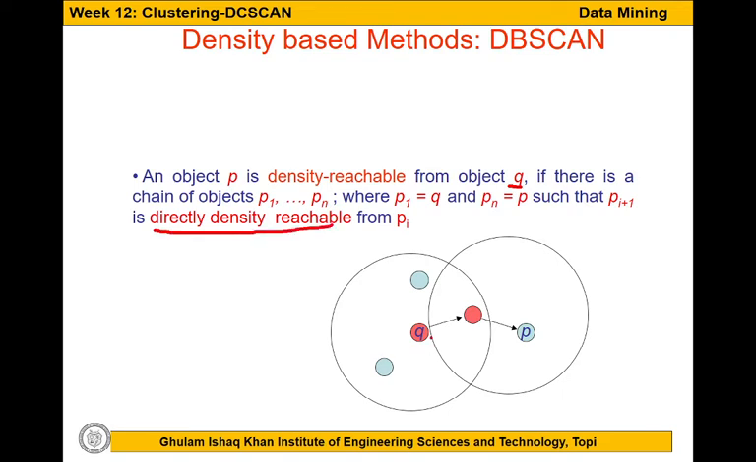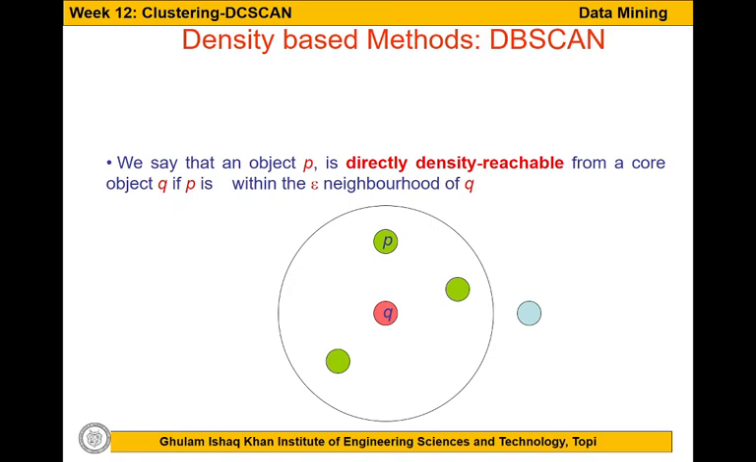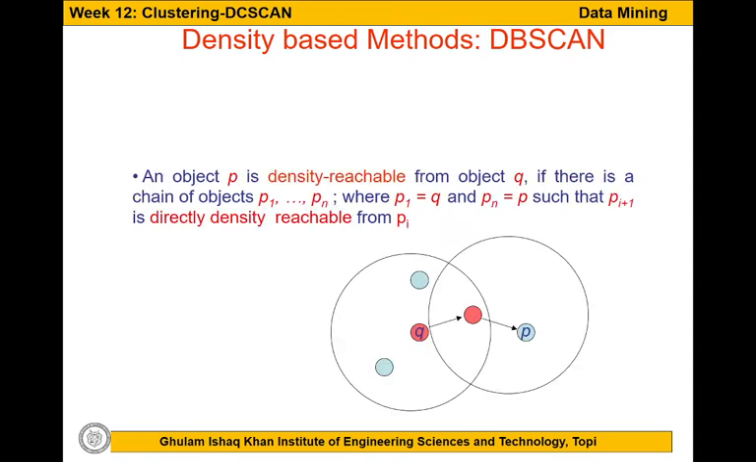For example, you cannot directly reach here because the distance here is greater than epsilon. But what you do is reach another core point, and from this core point you reach this point. In this way you are density reachable, instead of directly density reachable. So we got two concepts: directly density reachable, and density reachable.